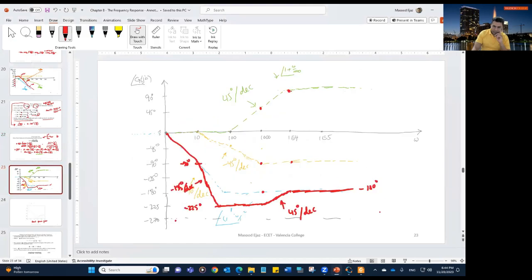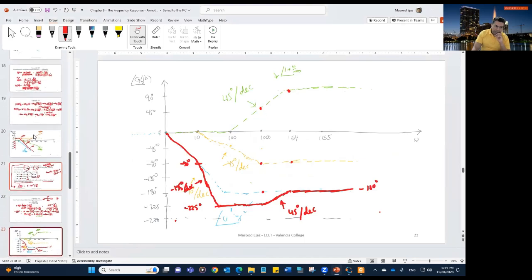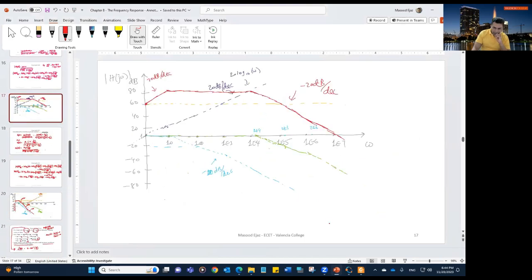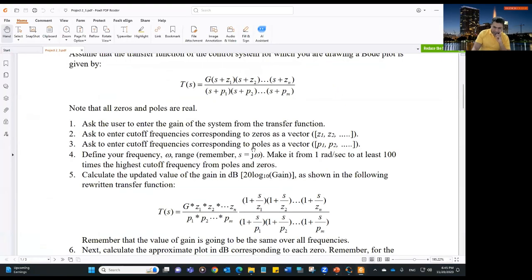So my highest frequency here was what was that, 1000? Well, this is phase. So if I go to my magnitude Bode plot, in this my highest cutoff frequency was, I guess, 10,000. So go 10,000 times 100. So one mega in this case, so you can plot everything clearly. So that's the range of omega that you're going to define, 100 times the highest frequency, whichever pole or zero is the highest.